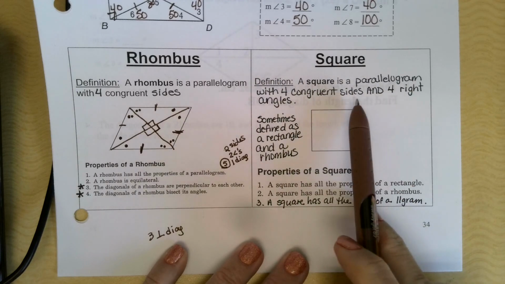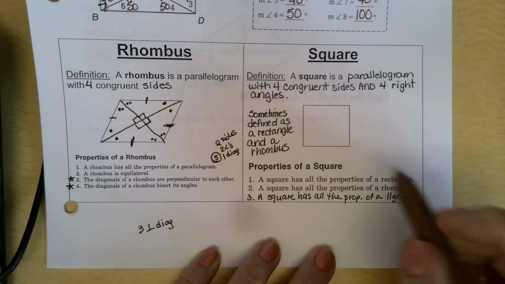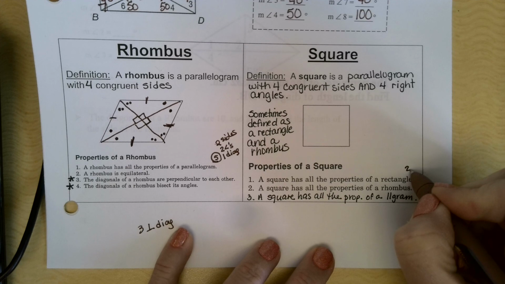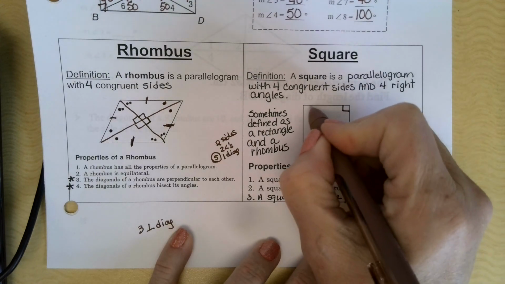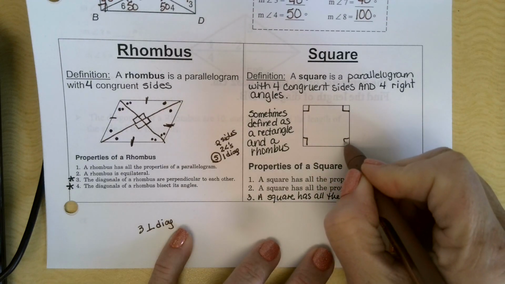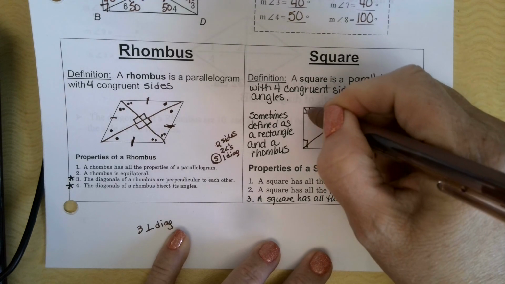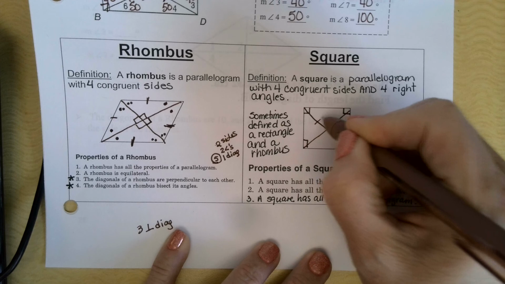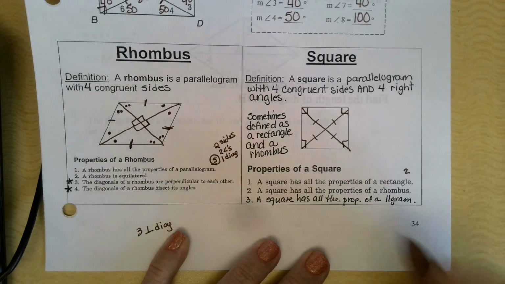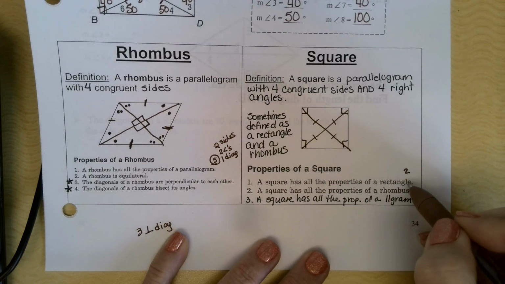Okay, I told you the definition of a square, and sometimes a square is defined as a rectangle and a rhombus. A square has all the properties of a rectangle. There were 2. Okay, all the corner angles are 90, and the diagonals are congruent. So this time the diagonals are congruent. Because it's a parallelogram, the diagonals were bisected, and now they're congruent, so it looks like that. A square has, so the diagonals are congruent, right angles, those are the 2 properties of a rectangle.